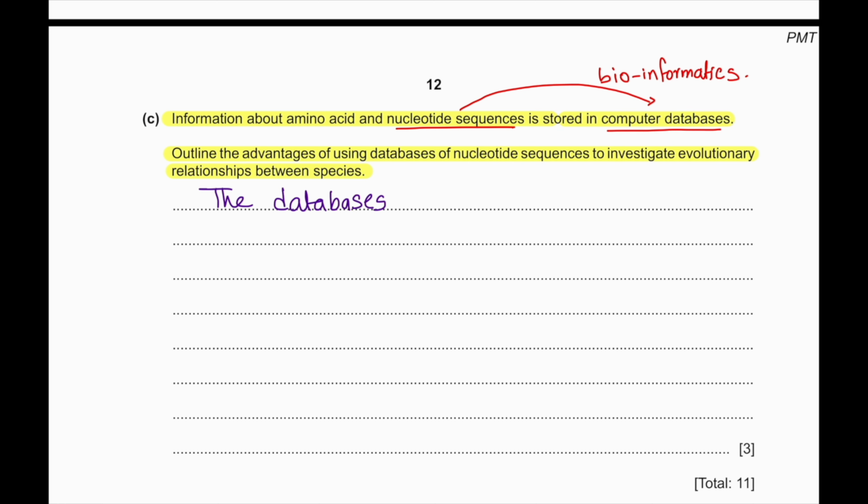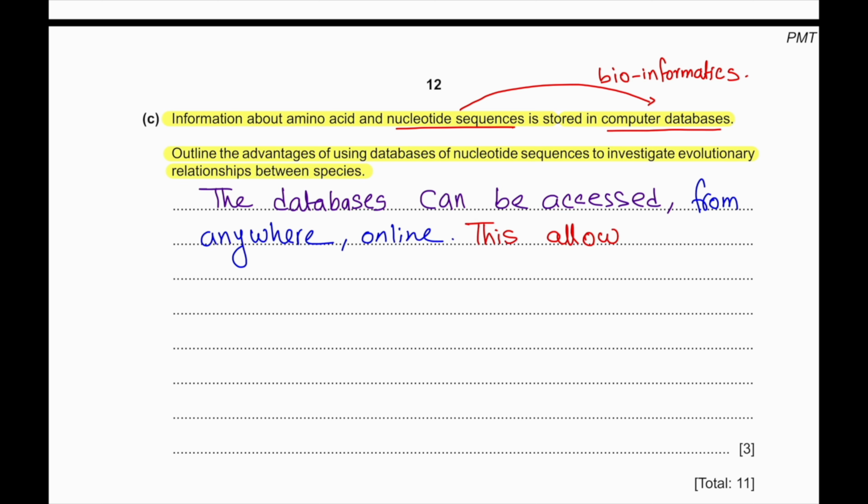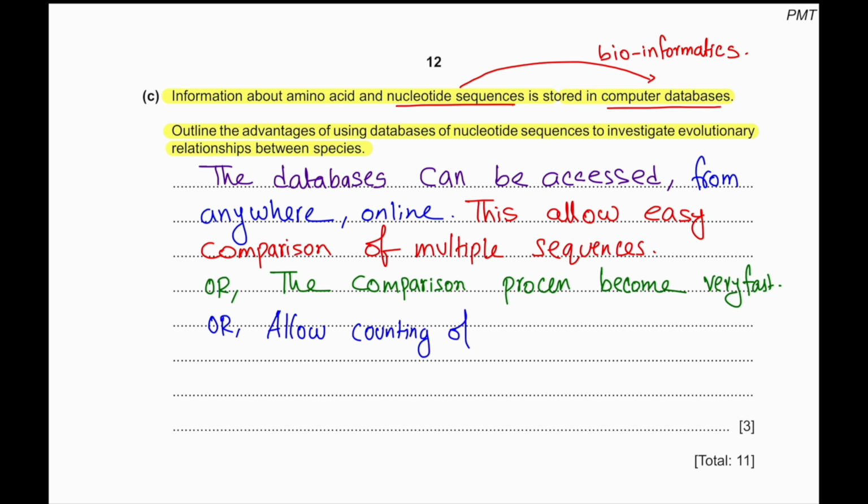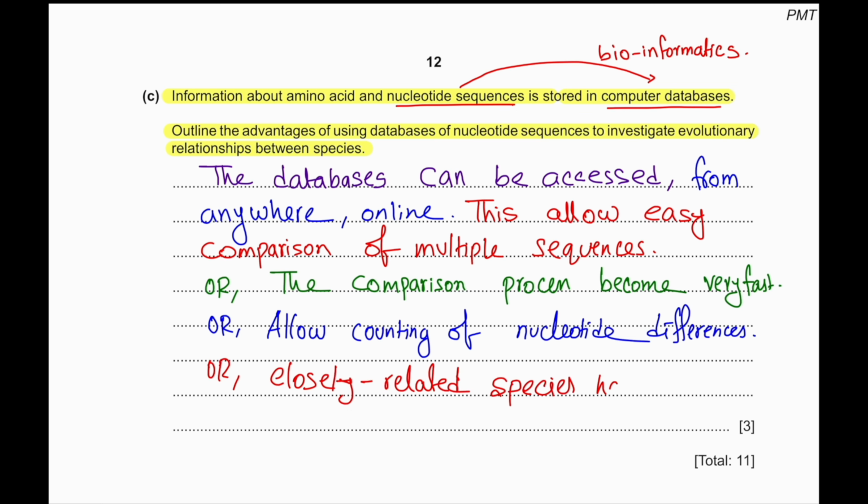The databases can be accessed from anywhere around the world online. This allows an easy comparison of multiple sequences by whoever is working on the genetic information. Or we can say the comparison process becomes very fast because the comparison is done in a computer server. Or we can say it allows the counting of nucleotide differences, which would be very difficult for a human to do manually. Or we can say closely related species have few differences which can be investigated easily.